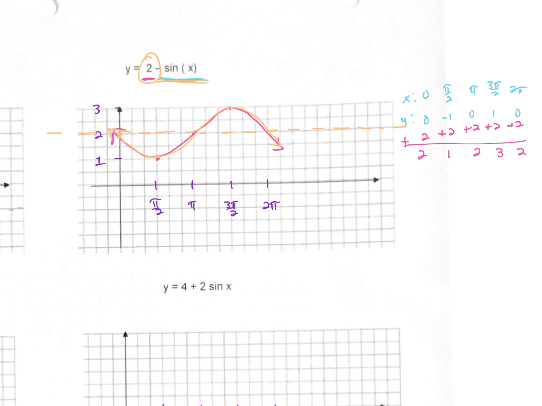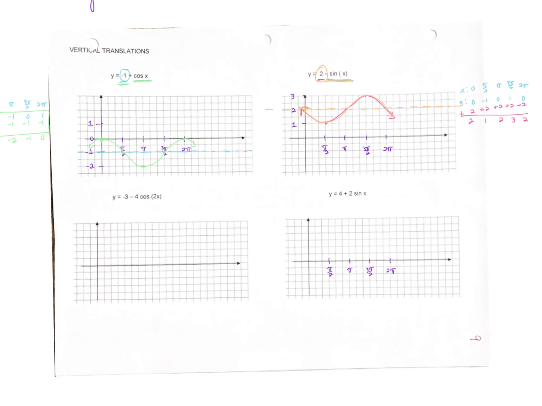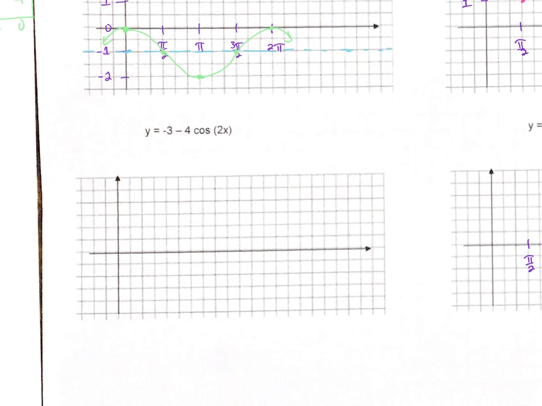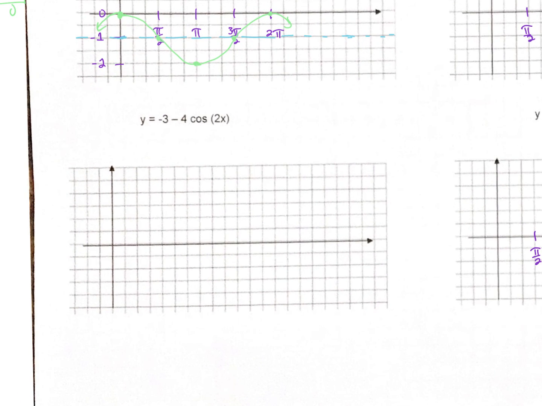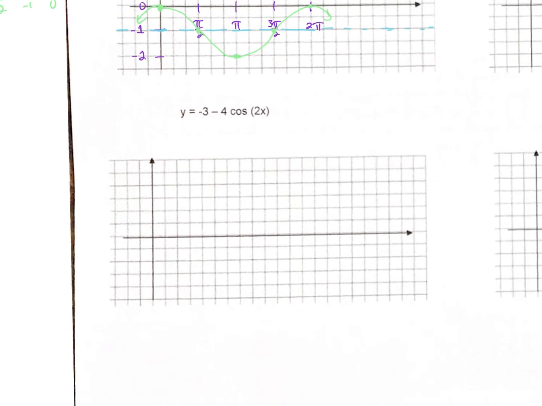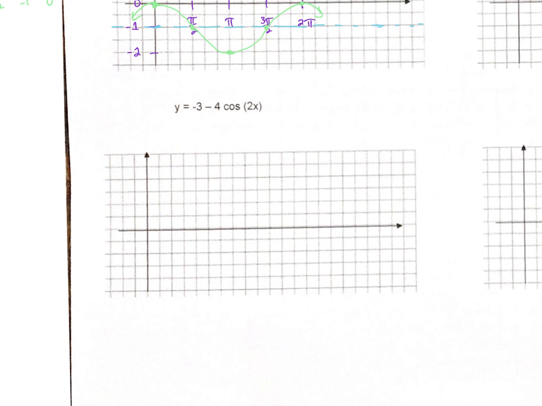Okay? All right, so I want you to think about the fact that in some instances you may have an amplitude change along with that vertical shift. And in this case, we also have a period change. So we've got everything included on this one. So we're going to work through this one a little bit more carefully.